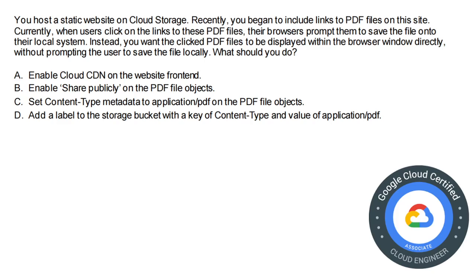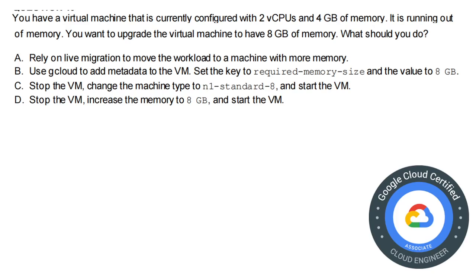What can you do in this case? So the correct answer for this will be option C. You can set the content type metadata to application/pdf on the PDF file objects. Okay, so you have to change the content type value.